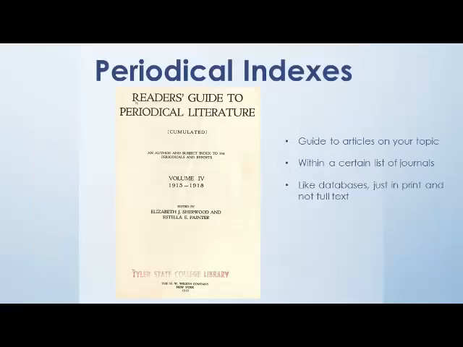Okay. We have discussed newspaper indexes and cumulative indexes. Now we will move on to periodical indexes. These really were the databases of the day. Just like a database will collect journal articles from periodicals and give you citations of articles that your topic appears in, the periodical indexes do the same thing, just not as fast, and they don't give you the full text. Really, they are a guide to articles on your topic.